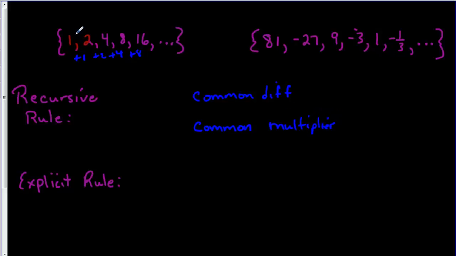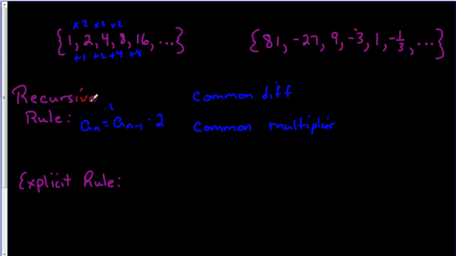So here you can see going from here to here, we've times it by 2, and then we've times the previous number by 2 and by 2. So our recursive rule, our first term would be 1, and then to get the next term, we are taking the previous term times 2.